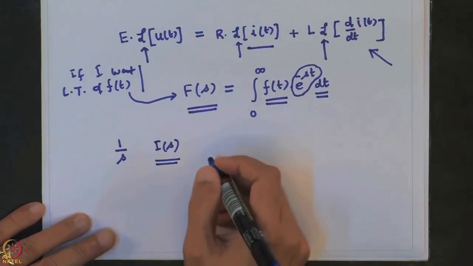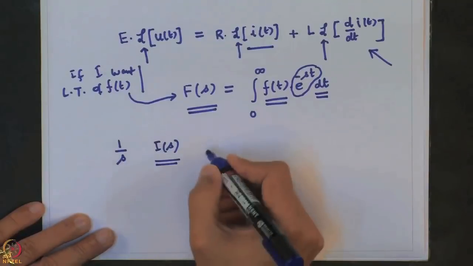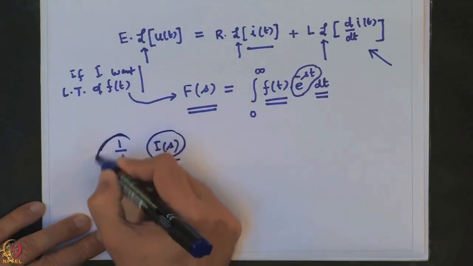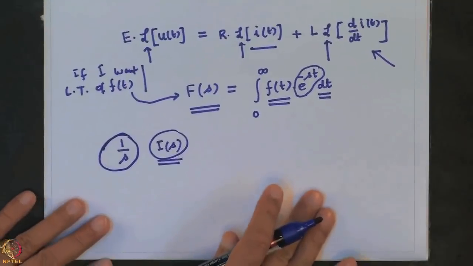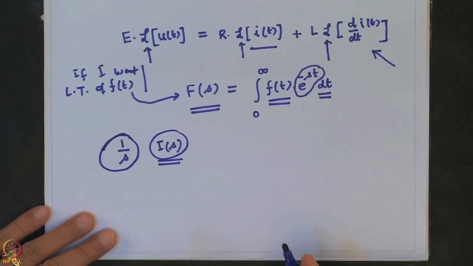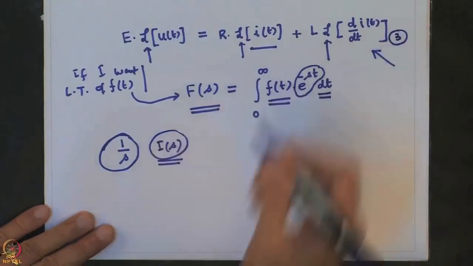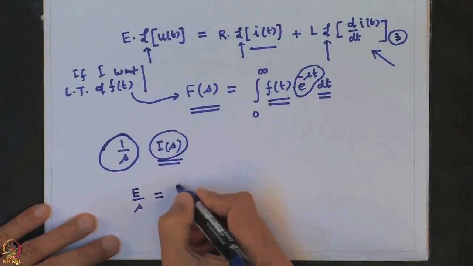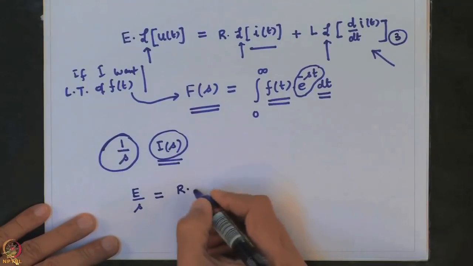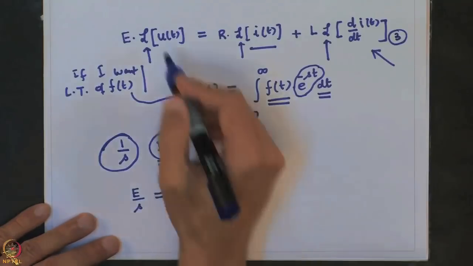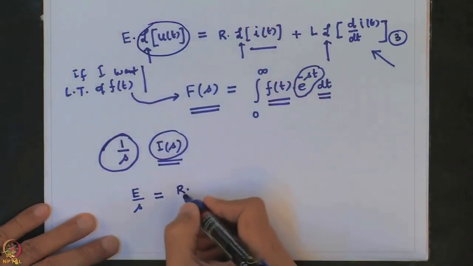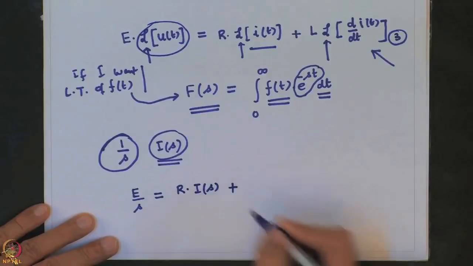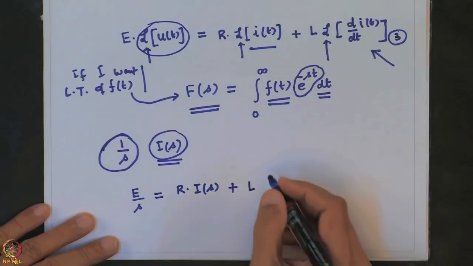This notation is what we use, and this is the Laplace transform of the unit step function. Then, using this back in equation 3, I can write down E over S is equal to R times, and 1 over S is nothing but the Laplace transform of u of t, R into the Laplace transform of the current I of S, plus I write another term L times.